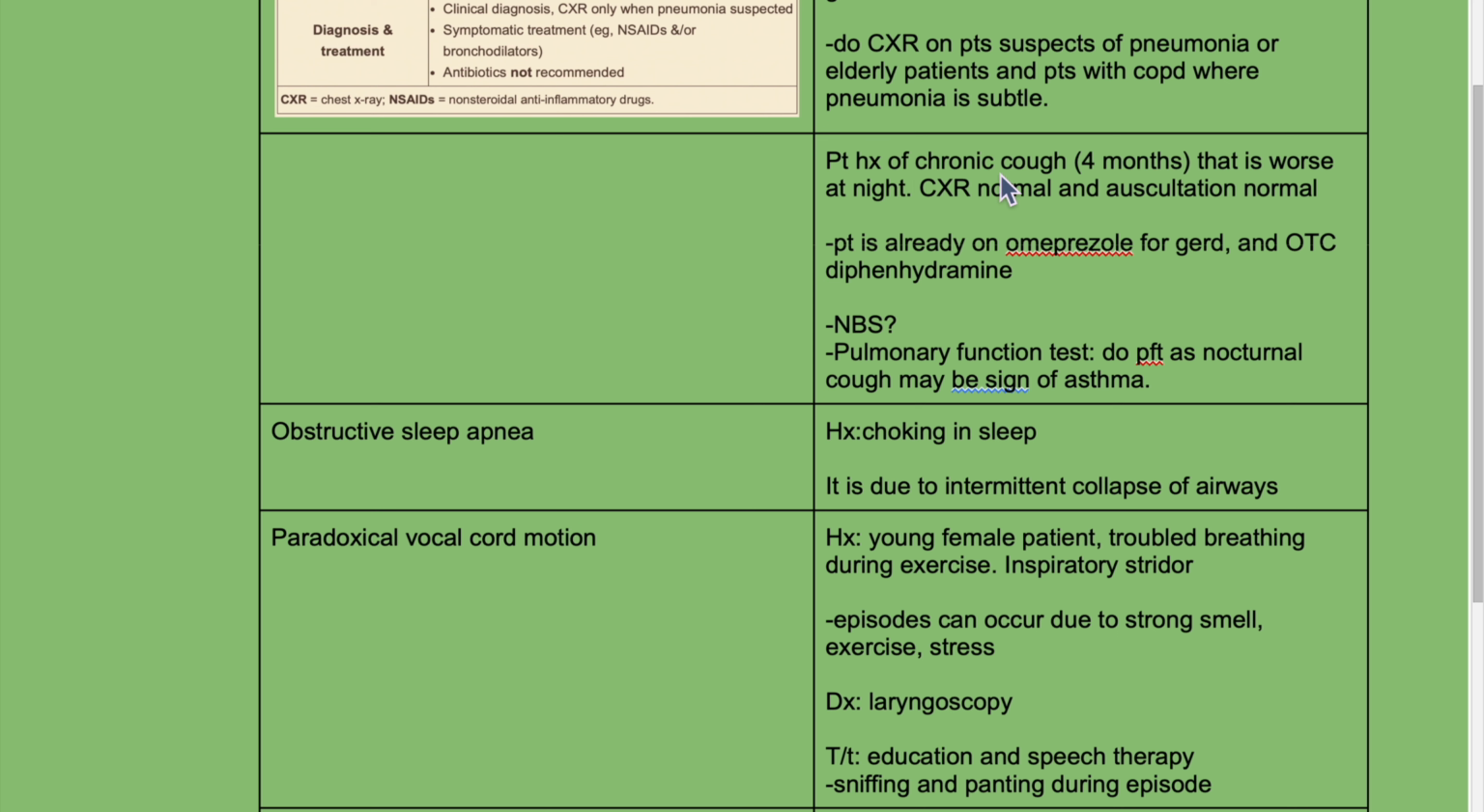Patient with a history of chronic cough, 4 months, that is worse at night. Chest x-ray is normal and auscultation is normal. Now this has been 4 months. So the patient is already on omeprazole for GERD and over-the-counter diphenhydramine. So the next best step is pulmonary function test. Do PFT, as nocturnal cough may be a sign of asthma. Okay, so here nocturnal cough is important.